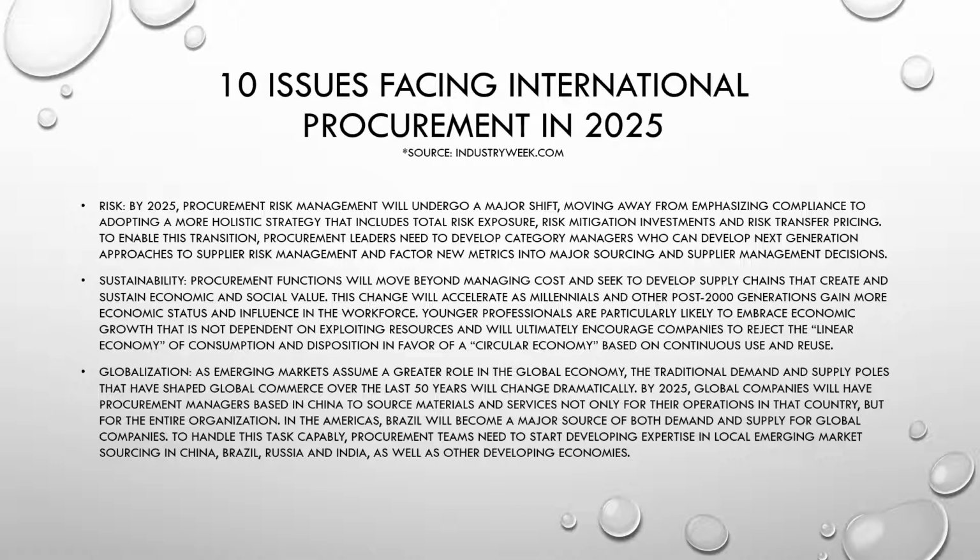To handle this task capably, procurement teams need to start developing expertise in local emerging market sourcing in China, Brazil, Russia, and India, as well as other developing economies. What this means is that you can't just sit in your own host country anymore and assume that you can do all of the global sourcing from right there. You need to get out, regionalize yourself across the world, and find ways to do business and work with the large competitive countries such as China, Brazil, Russia, and India.